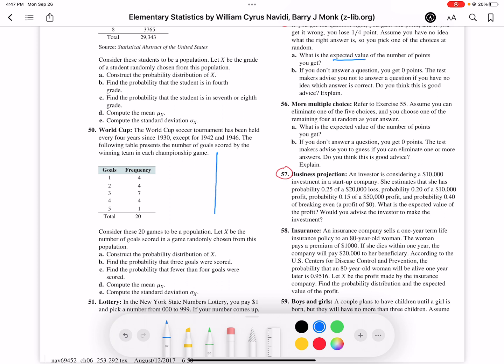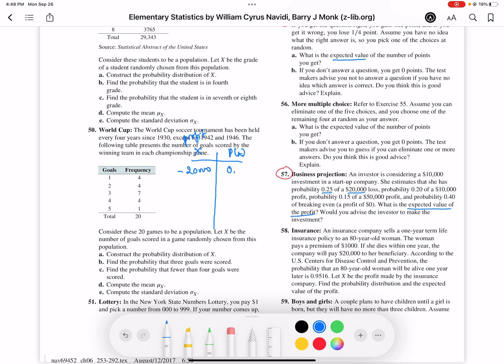Okay, so I will have x and p of x in this case. For the x, we are looking for the expected value of the profit. So the x represents the profit. So let's list out the profit. She estimates that she has a probability 0.25 for 20,000 loss. So in this, profits can be loss or can be gain. In this case, we have 20,000 negative.